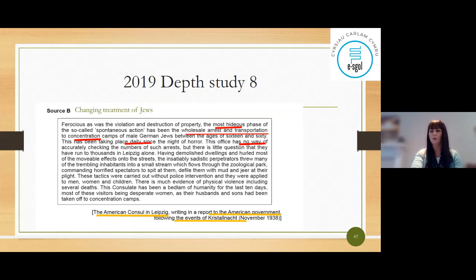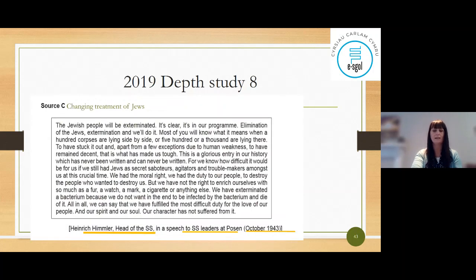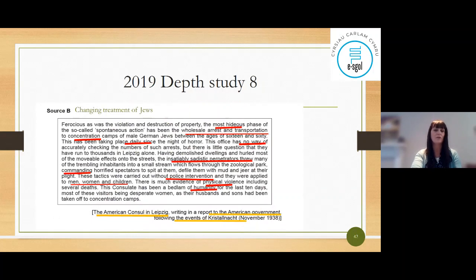looking to see what's been going on now that we're a couple of years into the Nazis being in power, looking at the way that the Nazis are treating the Jews at this point. This is obviously from an American point of view, that there's no police intervention, that there's this horrible treatment of men, women and children, the physical violence. It's a cry for humanity that this is going on. They need to do something to stop it. So that should be highlighted, ready to write up in further detail later.